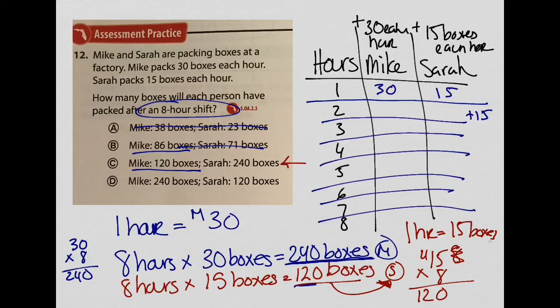So be careful that you keep in order, whether you color code like me or you line it up a certain way, to keep the numbers attached to the correct person or category. So 120 belongs to Sarah, not Mike. So let's look at D. Mike, 240 boxes, yes. Sarah, 120 boxes, yes. So D is the correct answer.